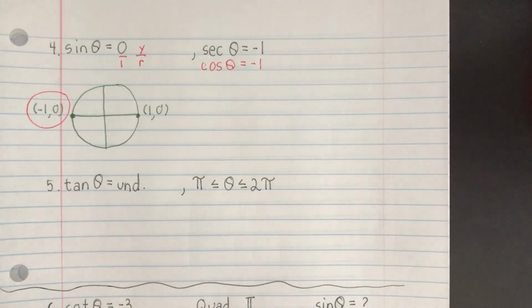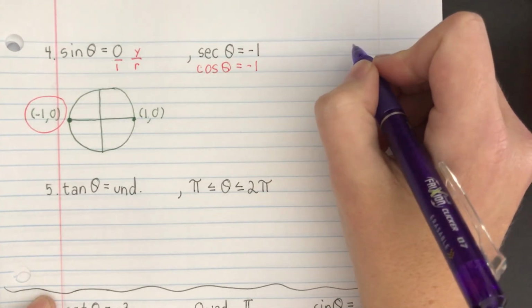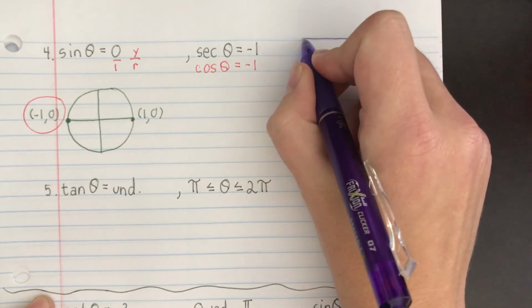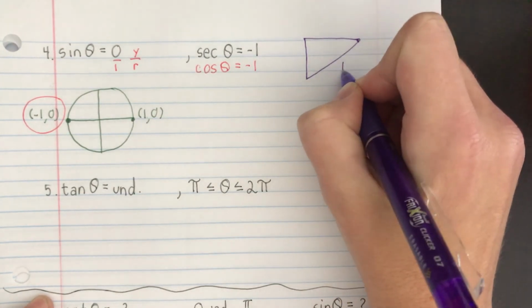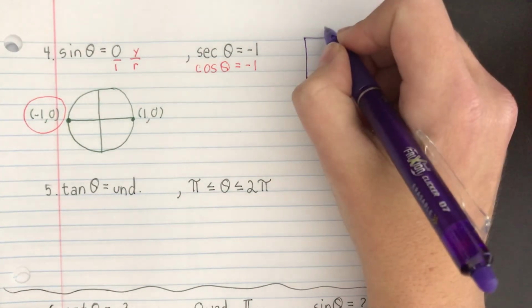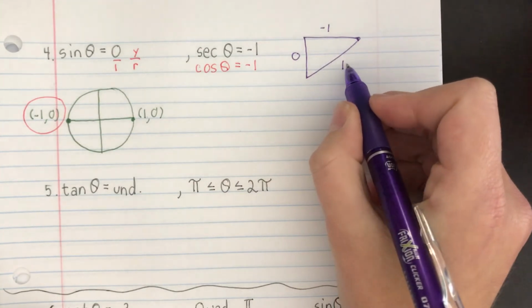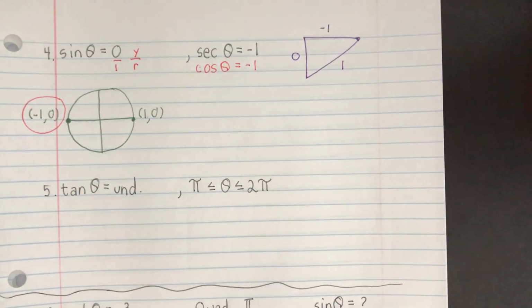So now you would have your x, your y, and your r. You could draw your triangle if you needed to. So your x is negative 1, your y is 0, and it's the unit circle, y'all, so the r value is 1. So negative 1 for x, 0 for y. It's the unit circle, so the radius is 1. And from there, you could finish.